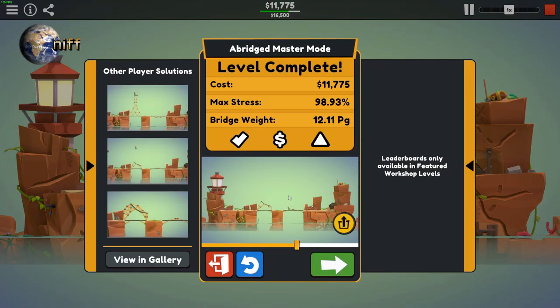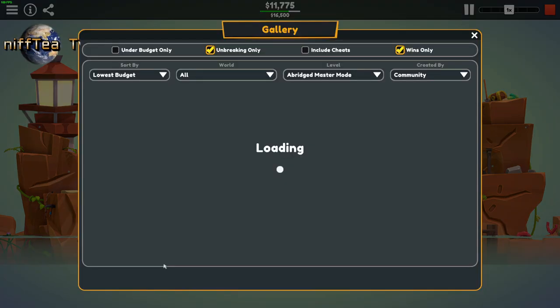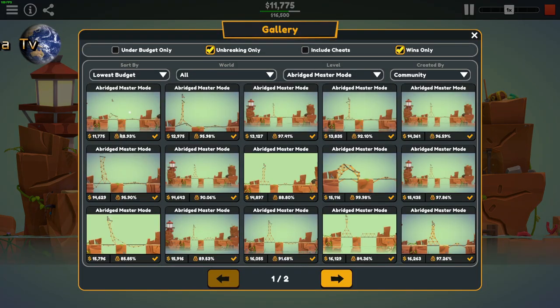If we look in the gallery, see where we come, we are top position. Right, let's go on to the next one.